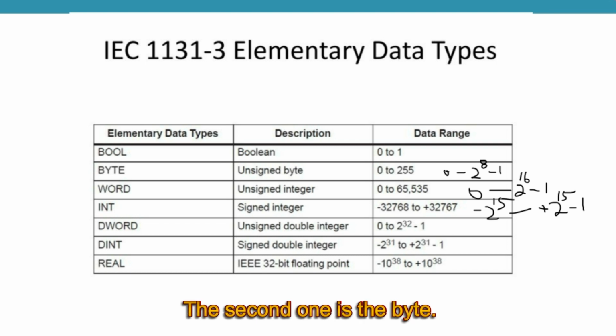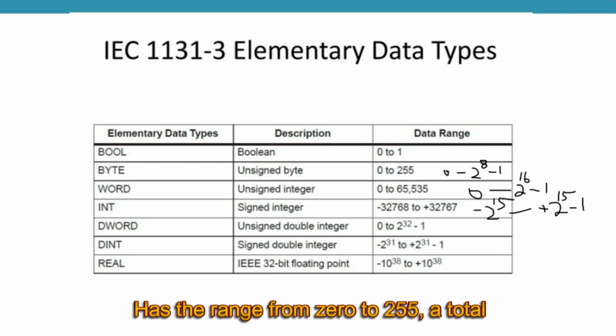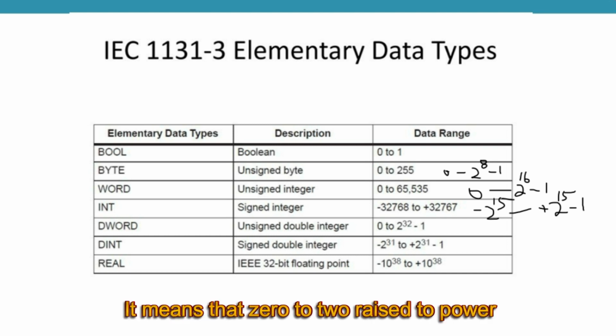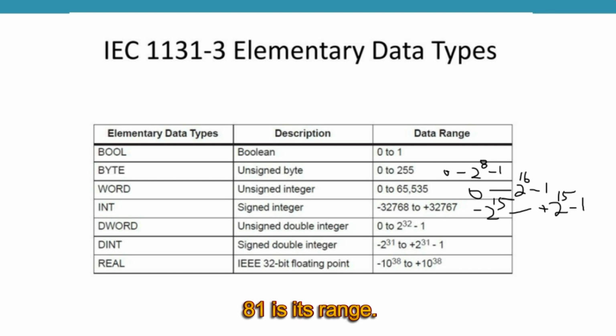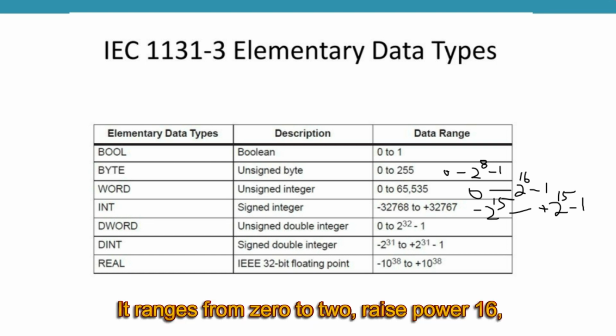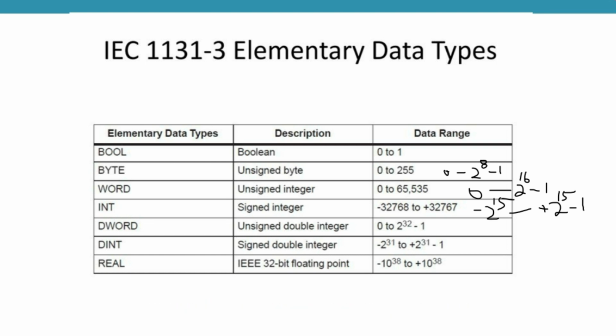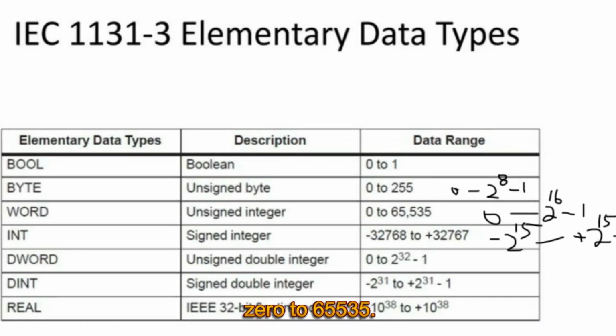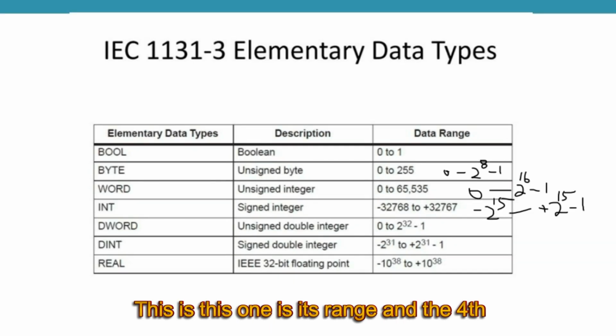The second one is the byte. It is the unsigned byte, has the range from 0 to 255, a total number of 256. It means that 0 to 2 raised to power 8 minus 1 is its range. The third one is the word type. Word is the data type which is unsigned integer. It ranges from 0 to 2 raised to power 16 minus 1. 0 to 65,535. This one is its range.